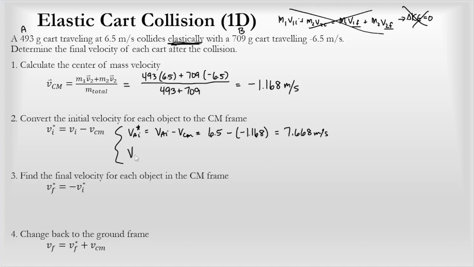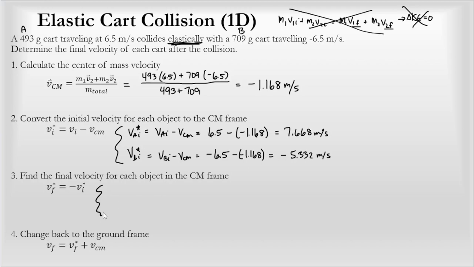Okay, let's do the same for B. VB initial star equals VB initial minus V center of mass. So I'm going to have a negative 6.5. I like that it's the same value, just different directions, minus the negative 1.168. So I'm going to take negative 6.5 and add on 1.168, and this becomes negative 5.332 meters per second. Okay, so that's V initial star for each object.